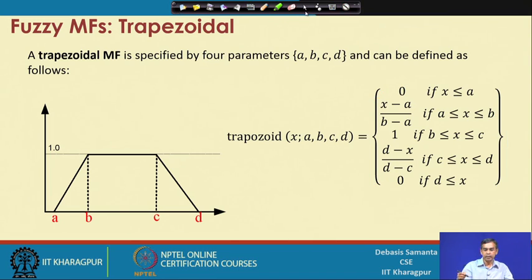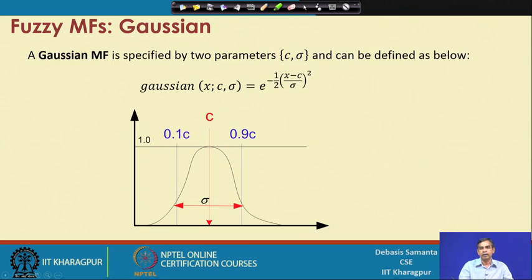Now, this is the trapezoidal membership function. Triangular and trapezoidal are the two most frequently used membership functions in fuzzy systems in order to design a fuzzy system. Another important membership function that is more popular in describing a fuzzy system is called the Gaussian membership function.